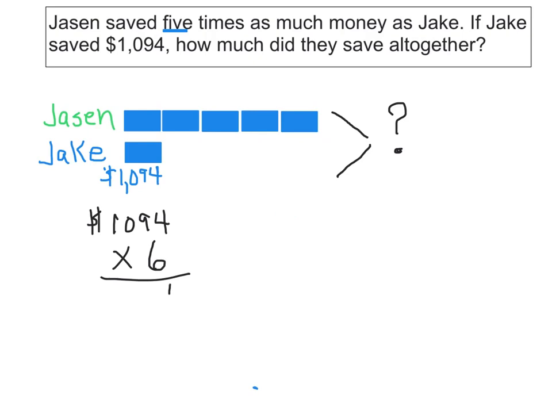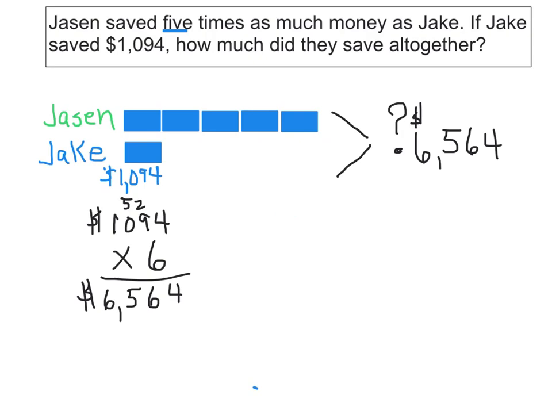So 6 times 4 is 24. Carry those 2 tens over. 6 times 9 tens is 54 tens, plus 2 is 56 tens. Move the 500s over. 6 times 0 is 0, plus the 500, and 6 times 1,000, of course, is 6,000. So altogether, there's $6,564. And that's the answer to my question.